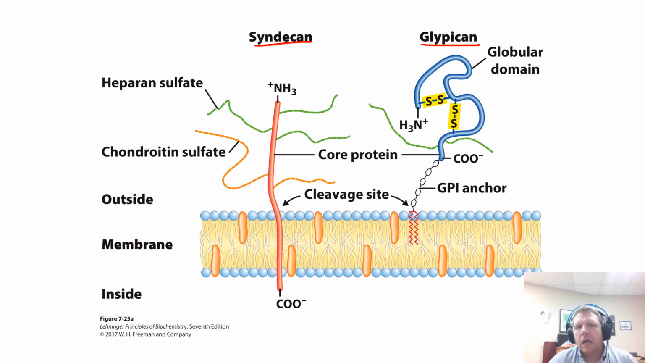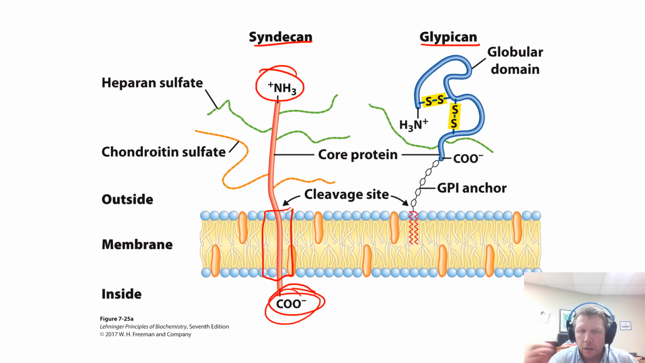Now, a syndecan has a transmembrane domain. We'll talk about this more when we talk about protein sequence and protein structure, but this is a part of the protein that is embedded within the membrane. Here's the N terminus of the protein, here's the C terminus of the protein. Again, we'll revisit this later on. But this protein's length has all these modifications coming off of it. And all of these modifications are sugars.